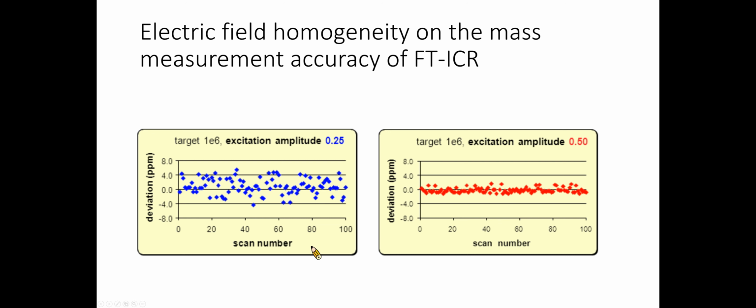This figure shows the mass deviation at mass to charge ratio of 524 for peptide MRFA, measured for the excitation amplitude of 0.25 and 0.5 respectively. The use of higher excitation amplitudes will further reduce the mass deviation.